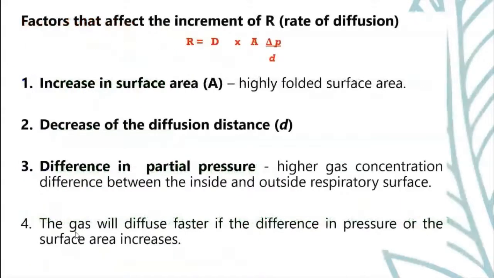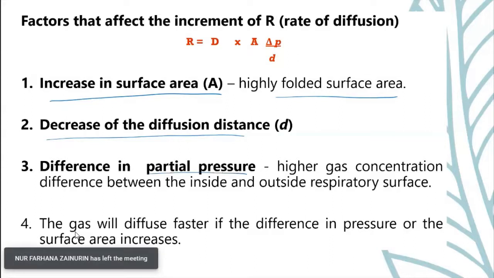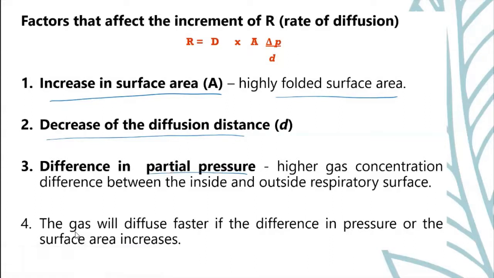Okay, so increase in surface area lah tadi kan, highly folded surface area, the alveolus. Okay, and then the decrease of the diffusion distance kan, the one cell thick of alveolus and also the blood capillaries, they are one cell thick, so this shortens the distance for the gas to diffuse through. And then difference in partial pressure. Okay, higher gas concentration difference between inside and outside of the respiratory surface.